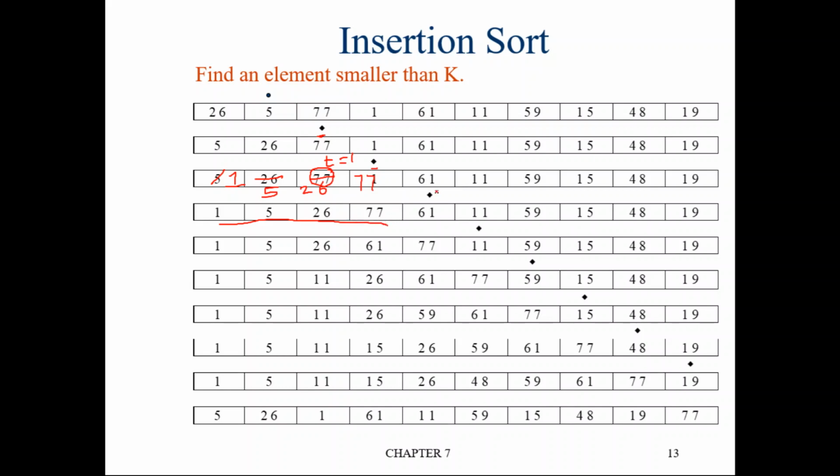Next is 61. So now t is equal to 61. When you compare with 77, 77 is greater, so this will become 77. Next, again when you compare 26 with 61, it is less than, so it will break the loop. It will come out. So up to this, it is now fine.